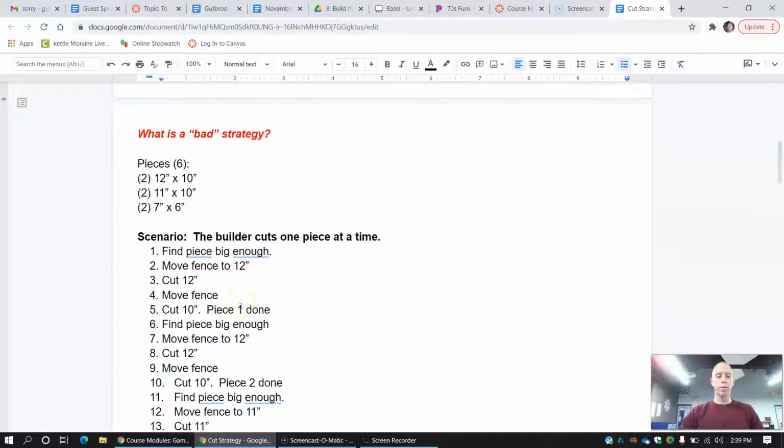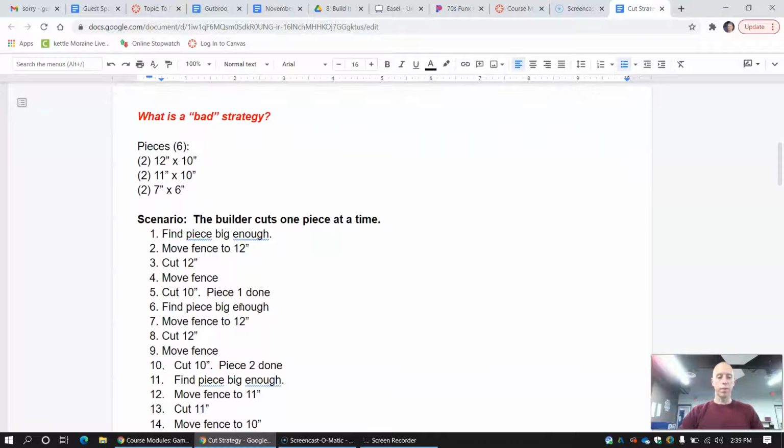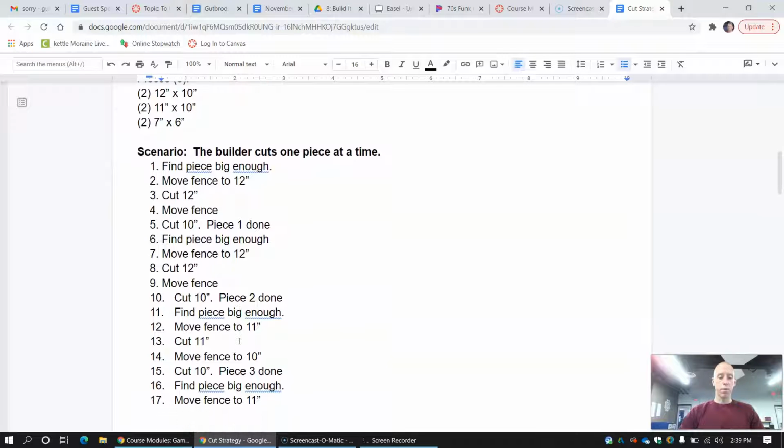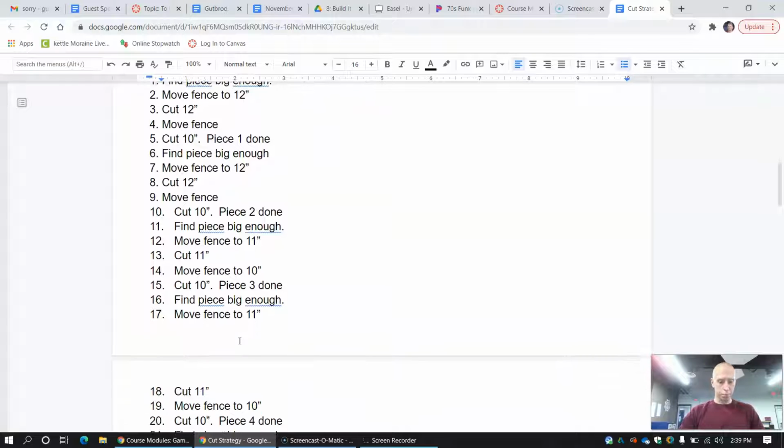They move the fence to 11 inches, they cut the 11 inches. They move the fence to 10 inches, they cut the 10 inches. Now they have their third piece done. We repeat for the fourth piece.